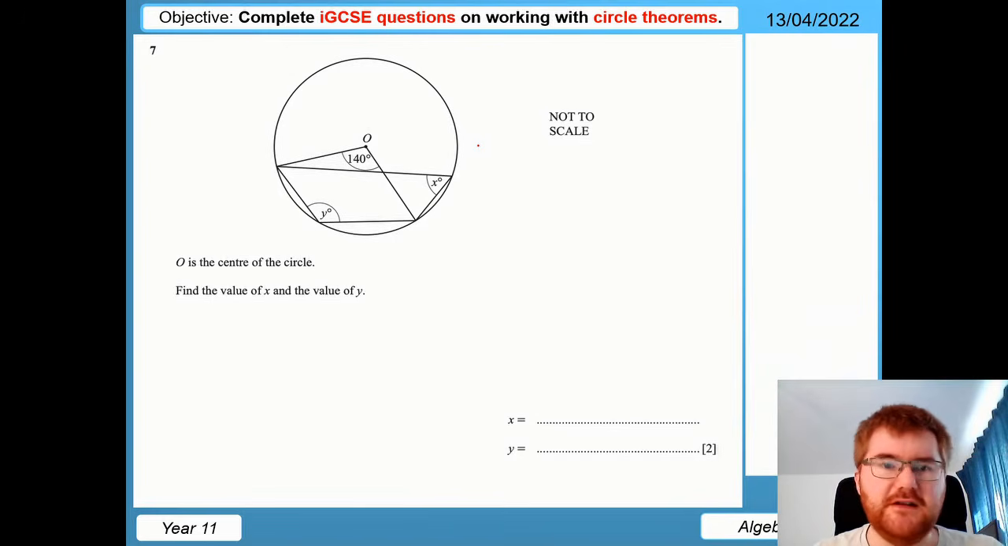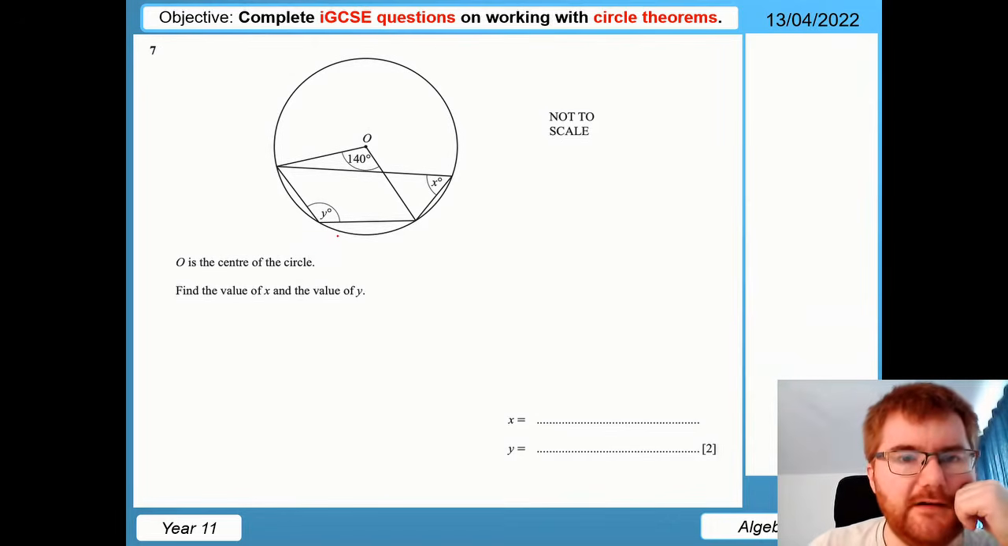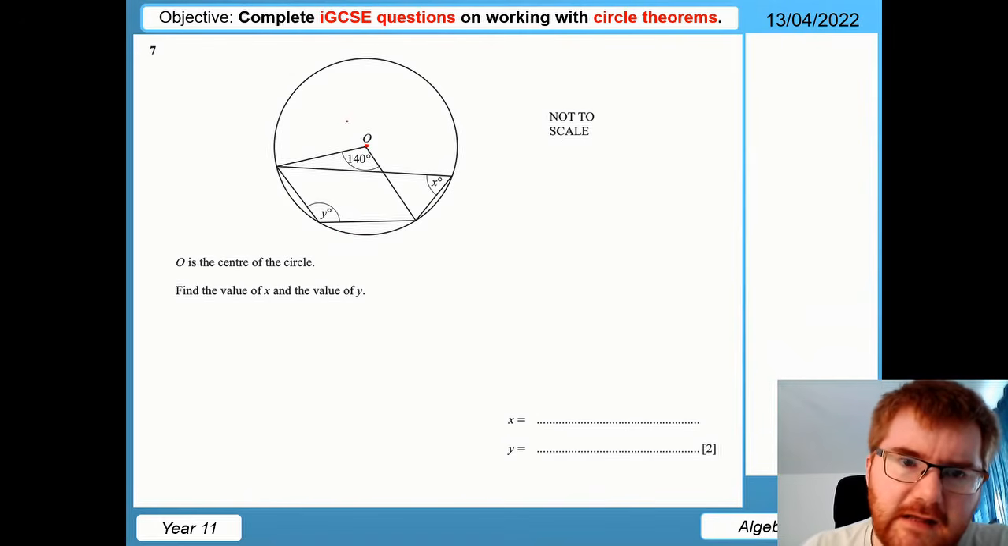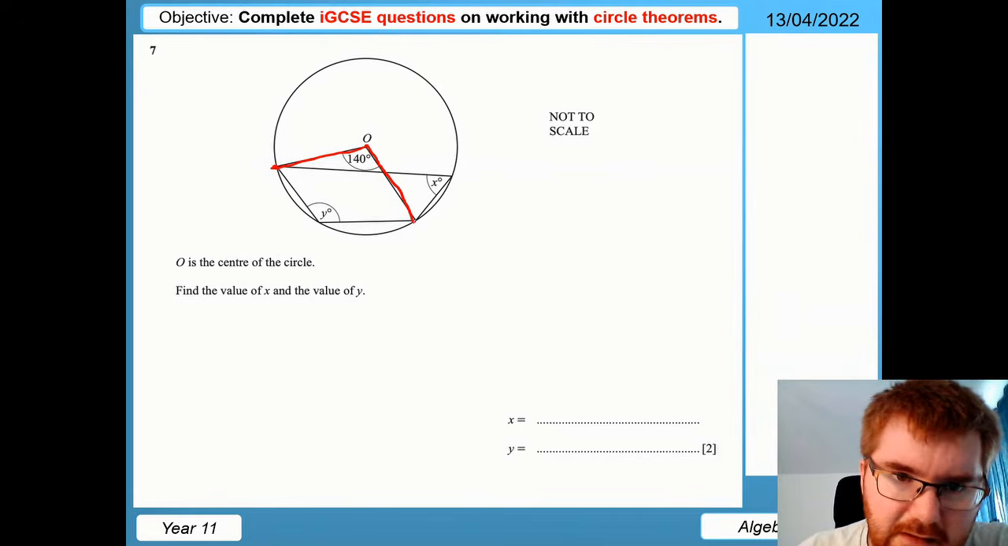Alright, and moving on to another short answer question. So O is the centre of the circle, and then find the value of x and find the value of y. Okay, so the first thing that comes to mind is, again, we've got the centre of the circle here. And then if I just extend, like I've done before, both ways, like so, there we are.